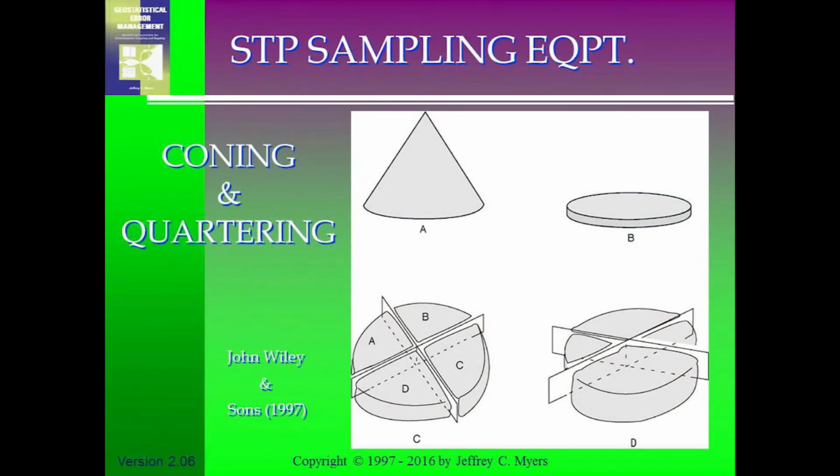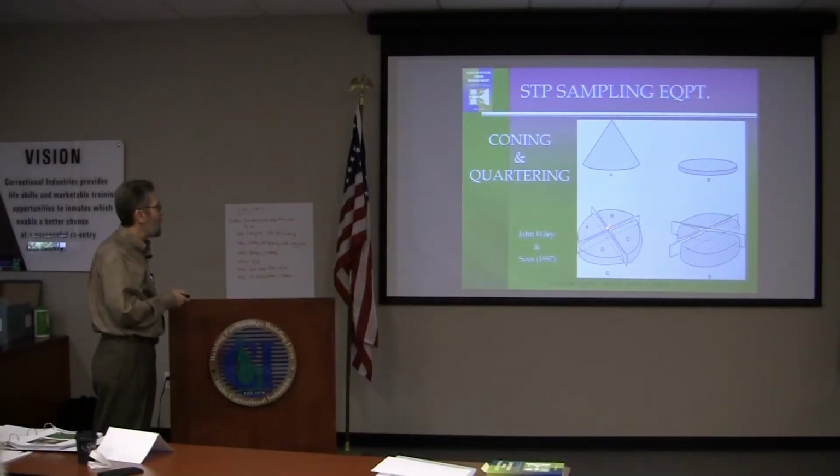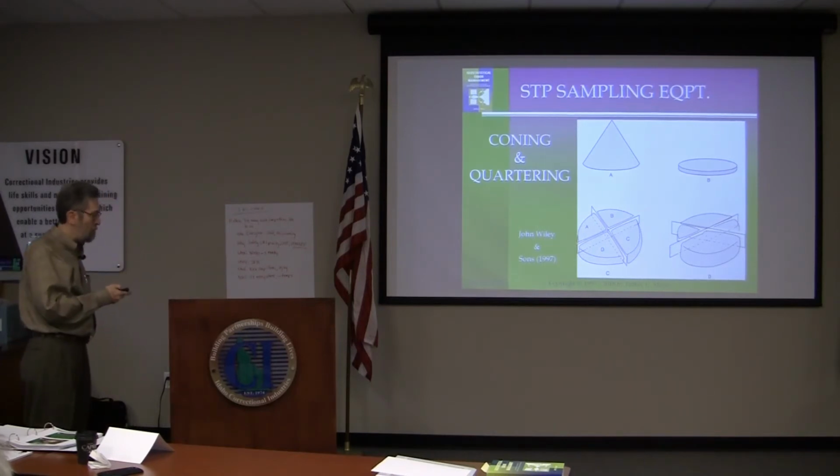Here's the coning and quartering deal. You make a cone with the shovel, you pile it up, then you flatten it out, you divide it into, these don't look quite equal, but if they were equal, then you randomly select one and go on from there. It's a very simple, very cost-effective way to do things. You have to be careful, as I mentioned, you typically get the large particles around the base of the pile.